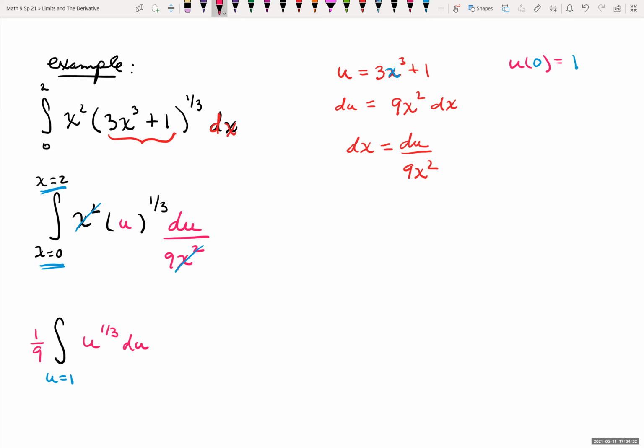And now our upper bound, so plugging in our value of 2 wherever we see an x, our function of u of x. So we get 3 times 2 cubed. 2 cubed is 8. 8 times 3 is 24. And then plus the 1. So that's a 25. And I was plugging it into this.